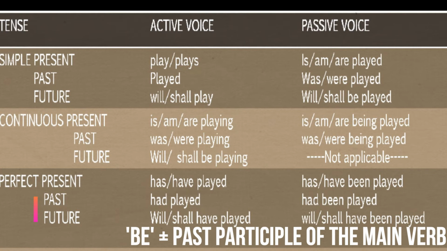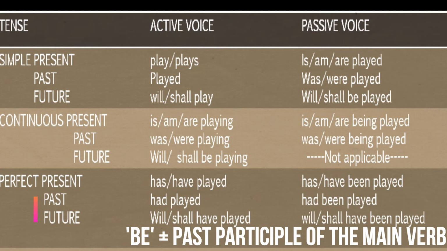Likewise, in the past continuous tense, in the active voice, was or were plus playing is the verb structure, and when it's changed into the passive voice, this was, were remains the same, plus being plus played. This ing is shifted to the verb be as it shows the continuous action. So the ing form is mandatory, but in the case of the passive voice, it's shifted to the be, so it becomes being. Was, were plus being plus played.